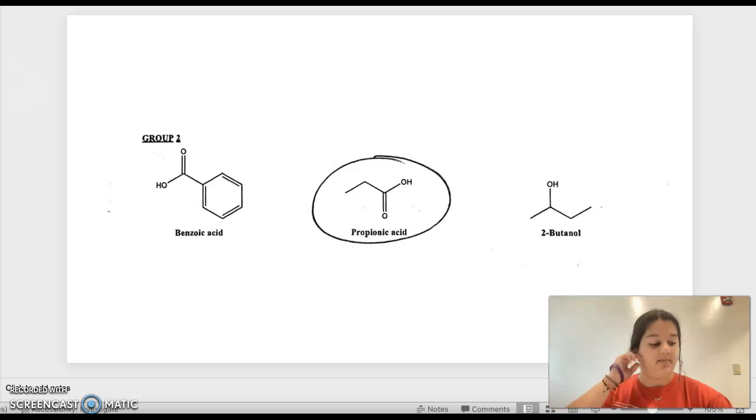So my unknown substance was a part of group 2. I believe that looking at my data, it should have an OH bond, which all three of them do have. It should also have a double bonded oxygen. So you can rule out butanol because it does not have a double bonded oxygen. That leaves us with these two. Now, since there is not a signal at 1600 indicating an aromatic ring, that is how I narrowed it down to propionic acid.